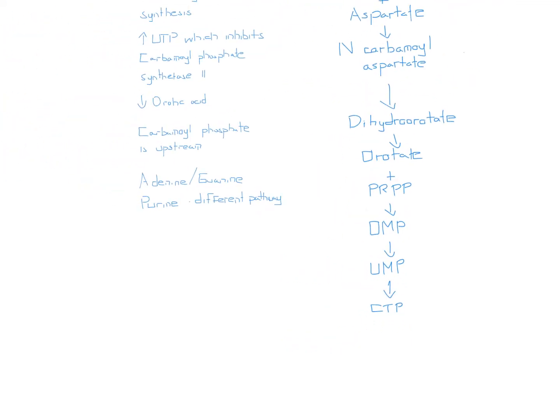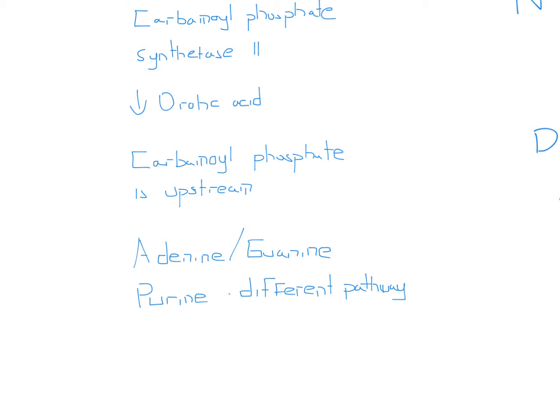And then in terms of the other answer choices, as you can see from that pyrimidine synthesis pathway, carbonyl phosphate is actually upstream, so that's not going to help. And adenine and guanine are actually purines. So what we're talking about are pyrimidines, and these are purines. So that's going to be a different pathway.